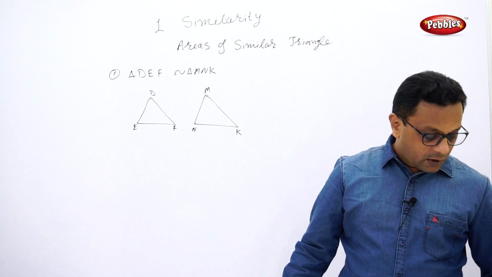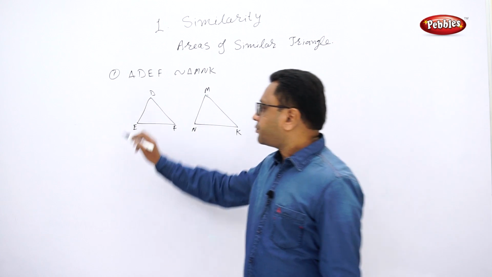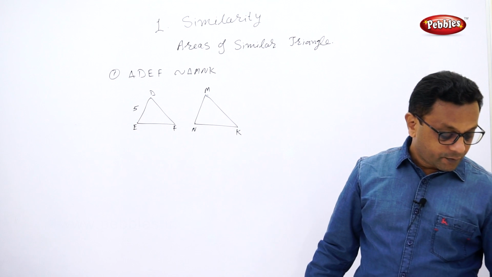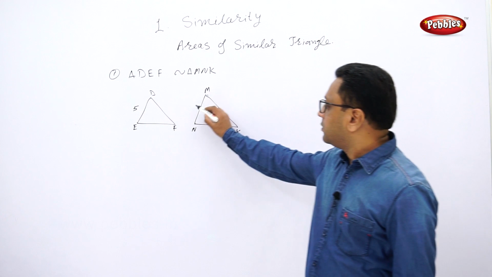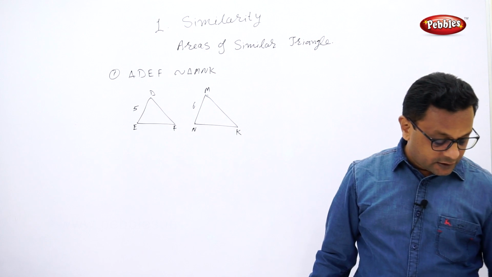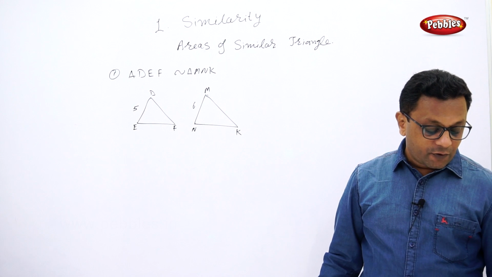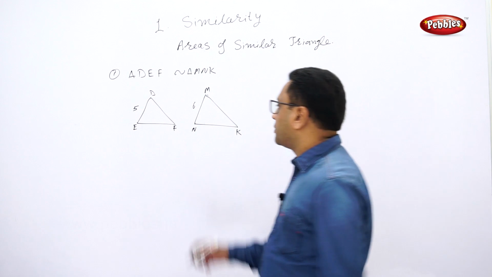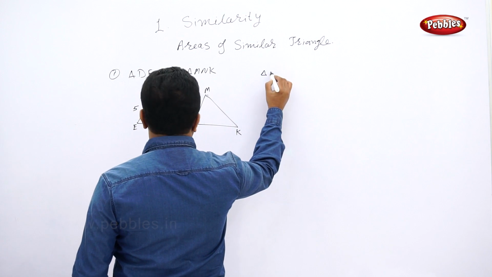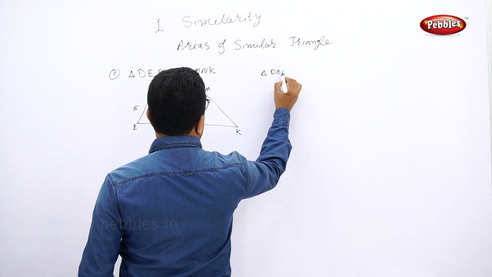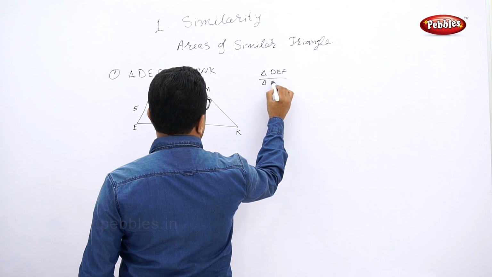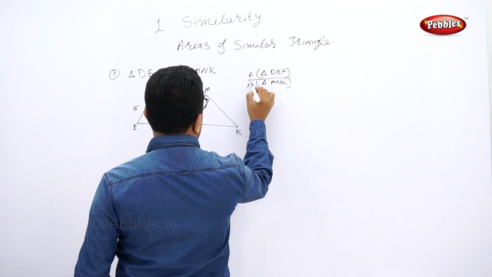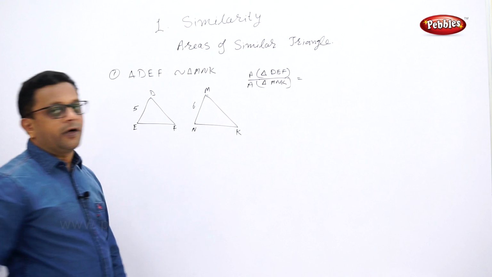DE is given as 5. Then MN is 6. Then find the value of area of DEF upon area of MNK. I told you this is a very simple example. Find area of DEF upon area of triangle MNK. This is what we have to find out.